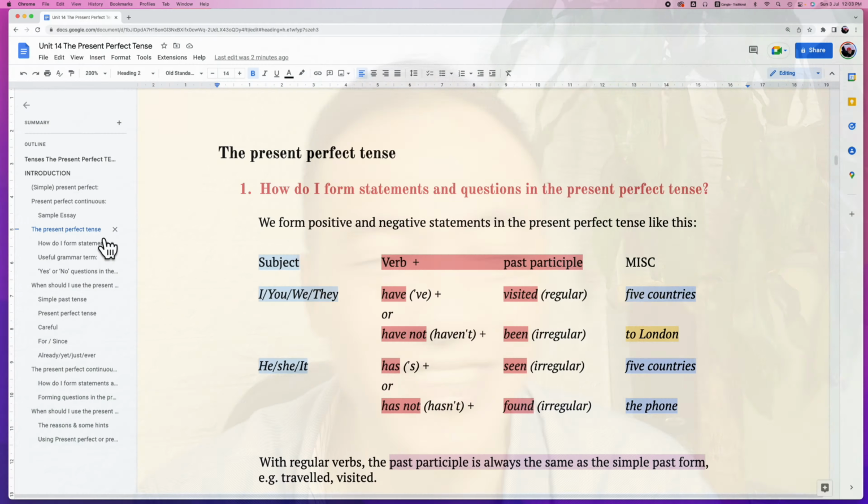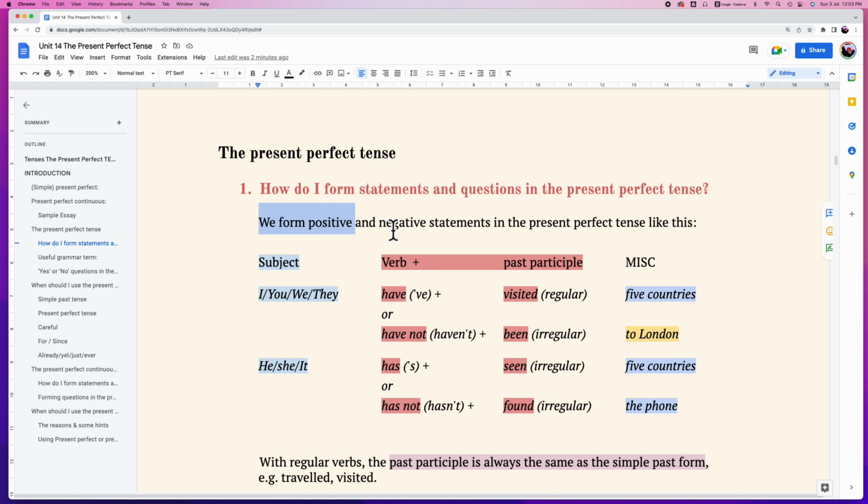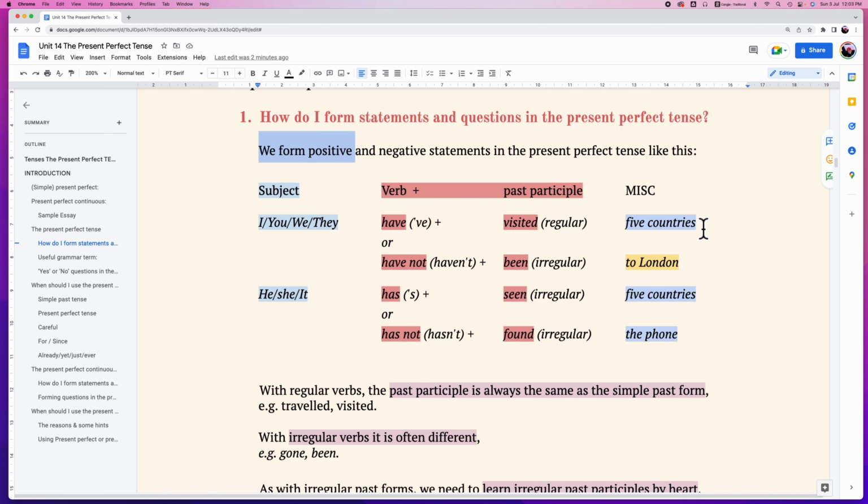Okay, let's take a look at how to form statements by using present perfect tense. We form positive and negative statements in present perfect tense like this. First, the color blue: I, we, you, they. We have positive present perfect tense with have plus a past participle.